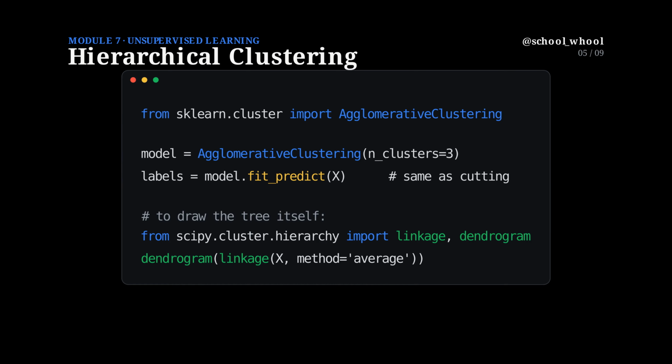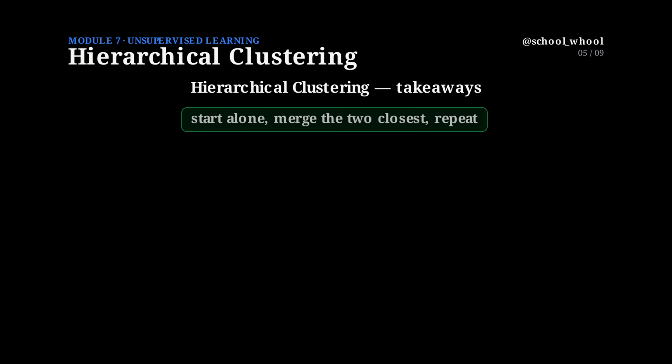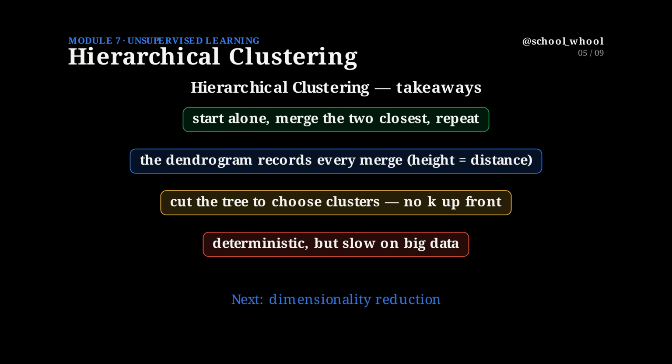To recap, hierarchical clustering starts with every point alone and repeatedly merges the 2 closest clusters, building a tree called a dendrogram. Cutting the tree at a height gives you clusters, chosen after the fact. The linkage sets how cluster distance is measured, and the main cost is speed on big data. Next, we switch gears to dimensionality reduction.